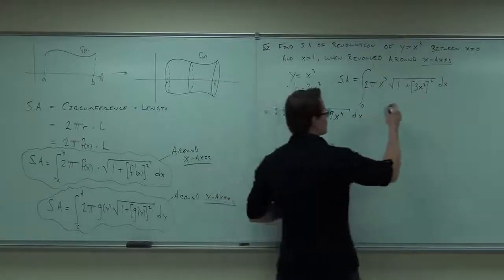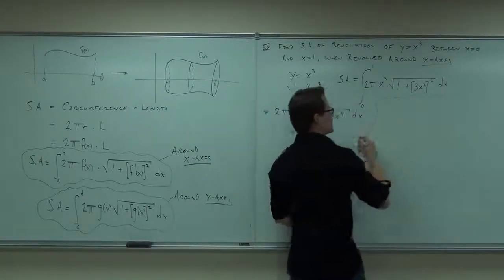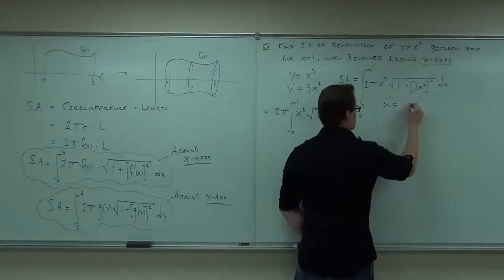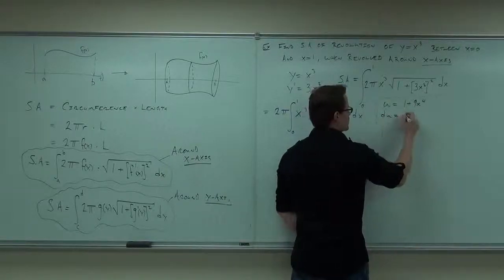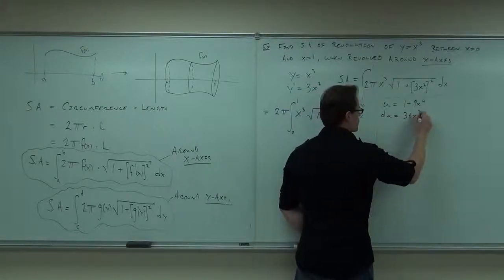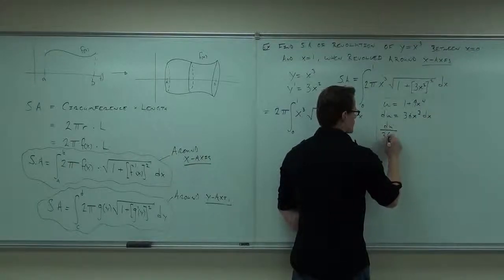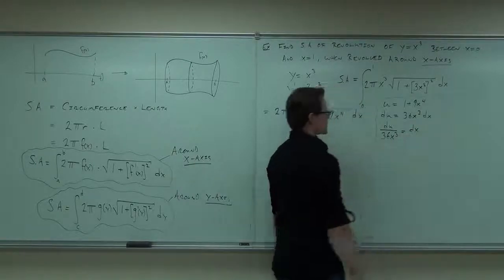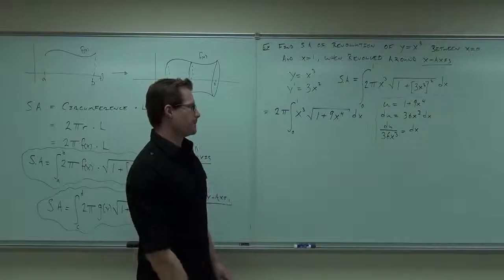What is your u for this? 1 plus 9x to the 4th. Yeah, you pick the whole thing inside that square root. If that's the case, du equals 36x to the 3rd dx, and we have du over 36x to the 3rd equals dx. What else might you want to do?